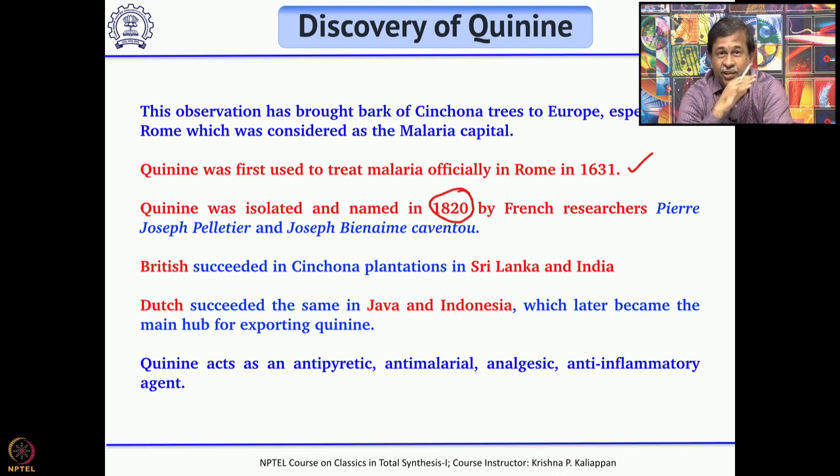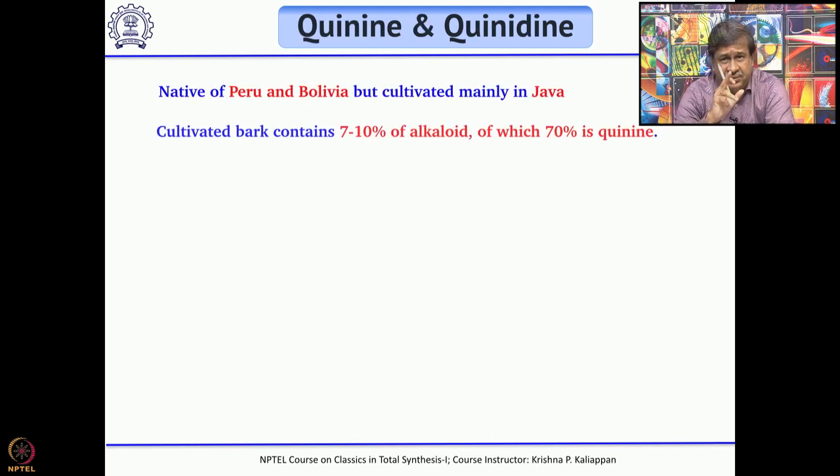Incidentally, Java became the major hub for exporting quinine even today. And quinine exhibits antipyretic, anti-malarial, analgesic, and anti-inflammatory activities. As I mentioned, the major exporter of the cultivated bark is Java. The cultivated bark of the Cinchona tree has 7 to 10% of these alkaloids, out of which 70% is quinine. That means it has about 5% quinine. If you take the bark and cultivate it, from that you can isolate 5% pure quinine which was exported.